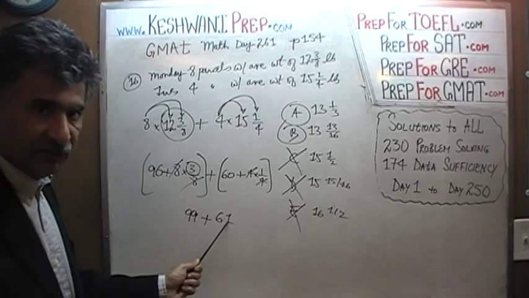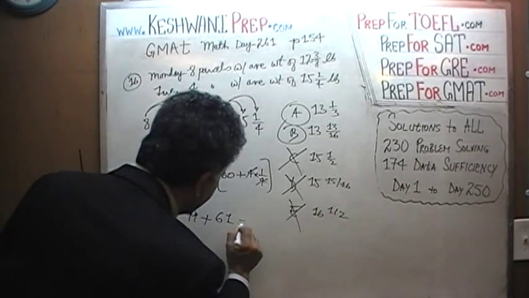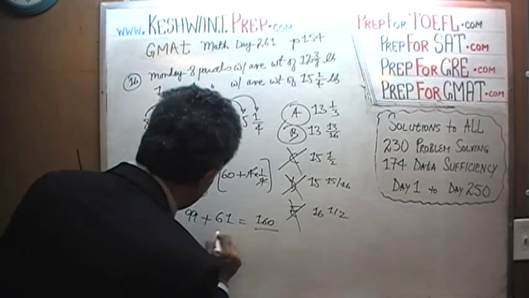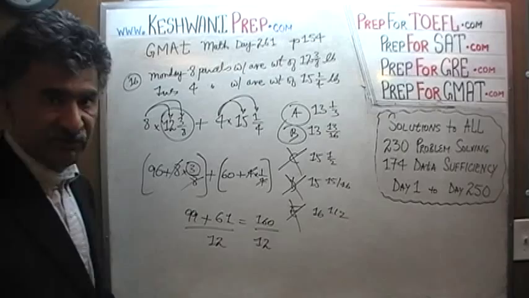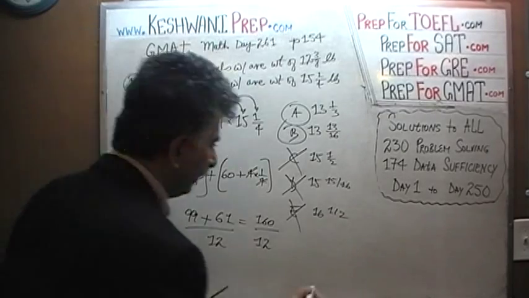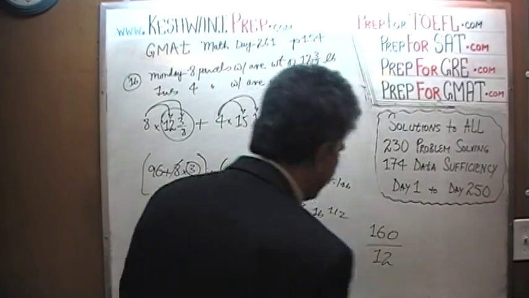99 plus 1 is 100. Plus the 60 is 160. So this amount is 160. And now we have to divide that amount by 12. Let's find out what 160 over 12 is, shall we? Let's do it here so we can actually see it easily. 160 over 12. Watch what happens.